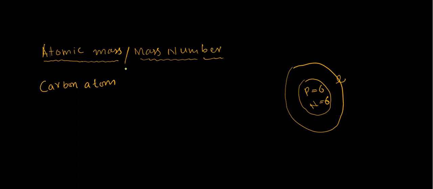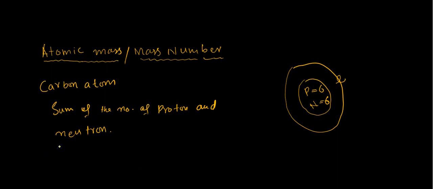So, defining the atomic mass or mass number, it is the sum of the number of protons and neutrons. In simple words, if we add the number of protons and the number of neutrons, it will be the atomic mass or mass number of that specific atom.